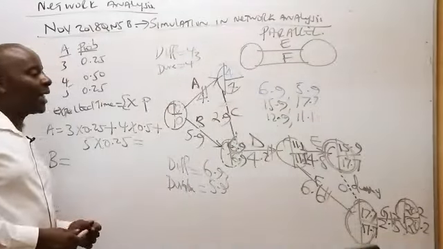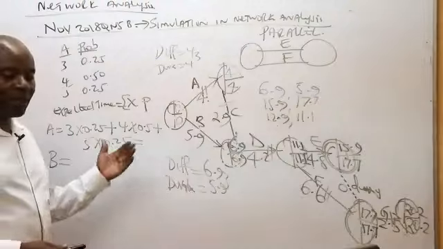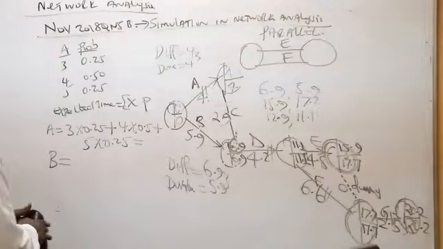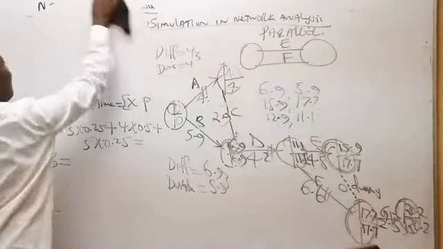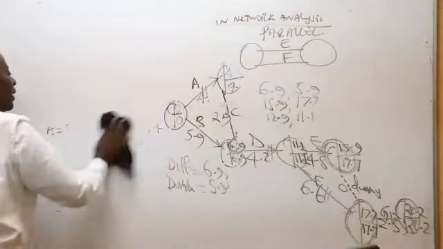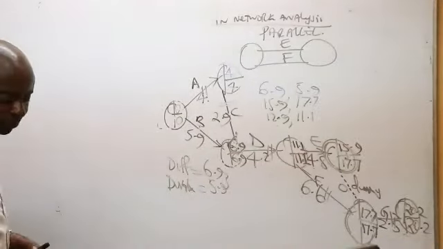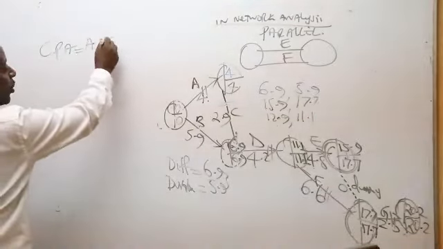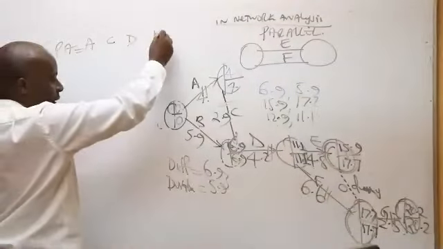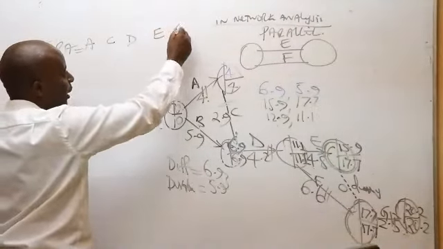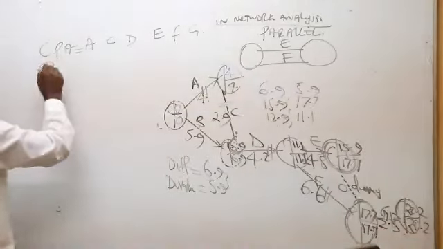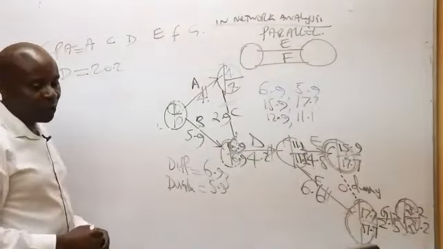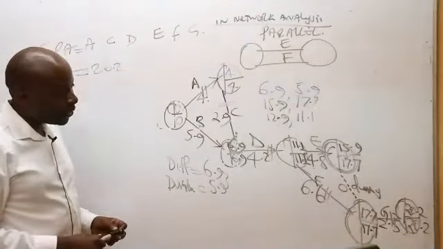So ladies and gentlemen, if that is the case, I'll come and tell my examiner that the CPA equals who? I will come and tell the examiner that the CPA, critical path activities, are A, C, D, E, F, and then G. And then the project duration is 20.2 weeks.